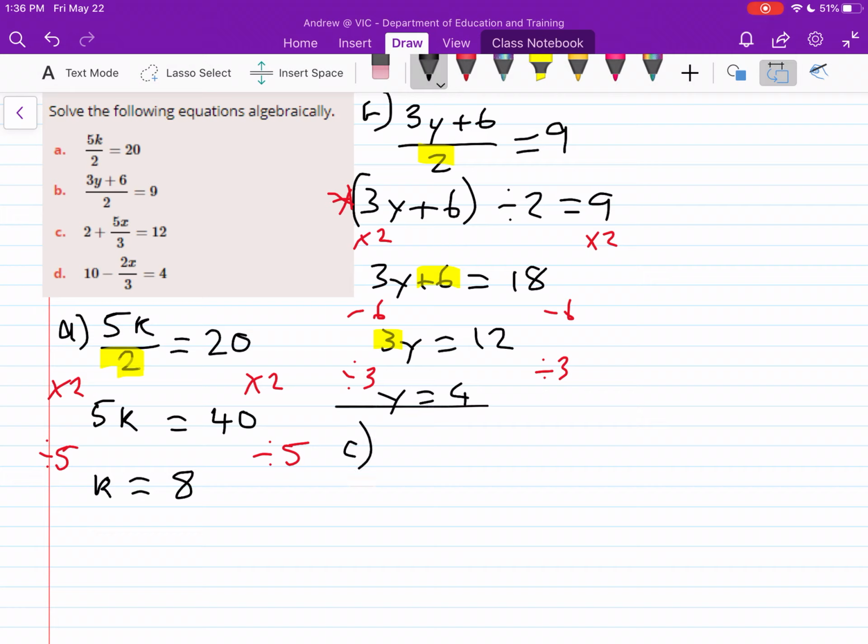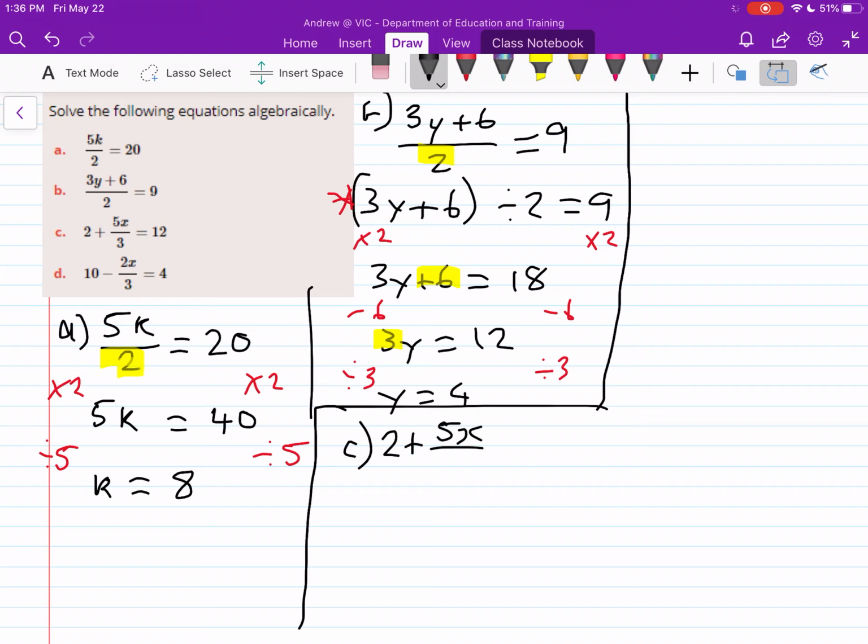So C. Just doing this so it's easy to see where they're all separate. So C, we have 2 plus 5x over 3 is equal to 12. So make sure you're looking at essentially what's furthest away from our x, what's the easiest thing to get rid of. Hopefully you realise it's this plus 2 hanging by itself at the end, so this positive 2. So to get rid of positive 2, we need to minus 2. So we're left with 5x over 3 is equal to 10.